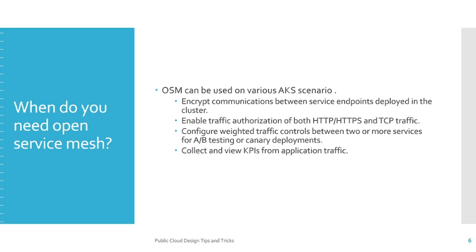Second, enable traffic authorization for both HTTP and HTTPS along with TCP traffic. So you can do the authorization mechanism in a secure way in HTTP and HTTPS as well as TCP traffic. Third, configure weighted traffic controls between two or more services for A/B testing or canary deployments. That means when you want to do weighted routing, where 10% of the traffic should go to one service endpoint and 90% of the traffic should go to another service endpoint, that type of routing control can be implemented with OSM.